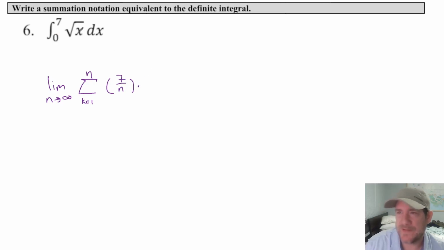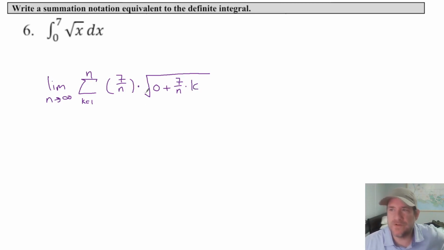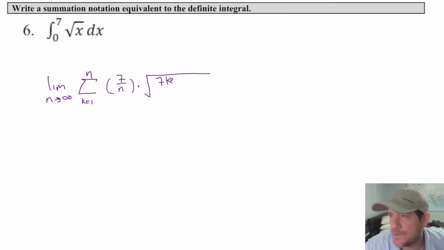We know we want delta x, which is 7 minus 0, so just 7 over n. And we want to multiply that by the function, which for us is a big square root. And we want to evaluate it at a, which in this case is 0, plus delta x times k, so 7 over n times k. And of course, you'll never leave 0 plus something as part of your final answer. So it's really just the 7 over n times k. And that's all we need to see under the radical. So 7k over n is fine if you want to express it that way.